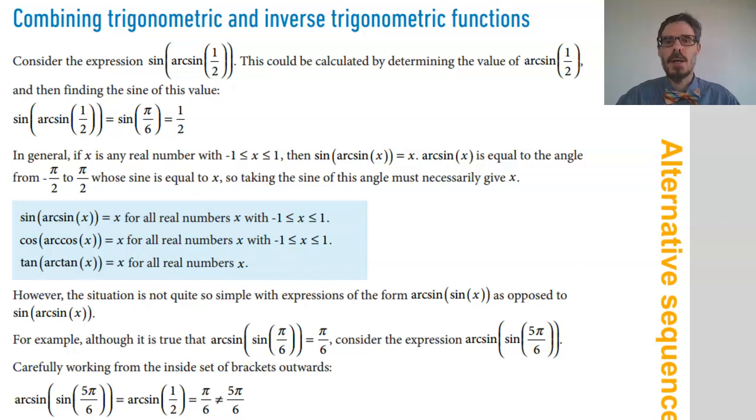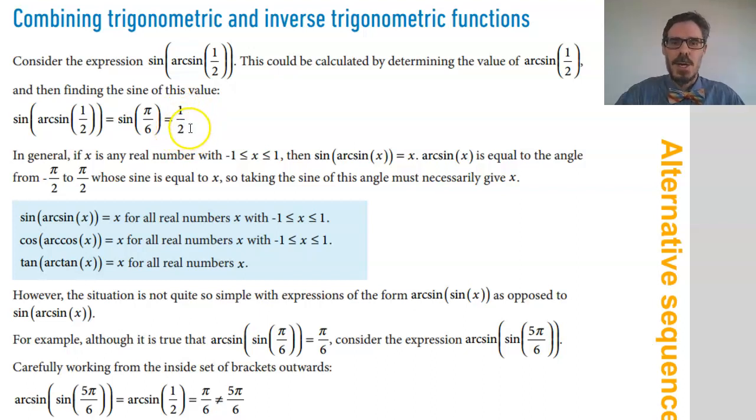What happens if we combine the trig and the inverse trig functions? Let's start with using the same ones, sine and arcsine. Well, arcsine of a half gives me the angle which has a sine value of a half. Well, from my 1, 2, root 3 triangle, that's pi on 6. And sine of pi on 6, from the same 1, 2, root 3 triangle, is the same value, a half.